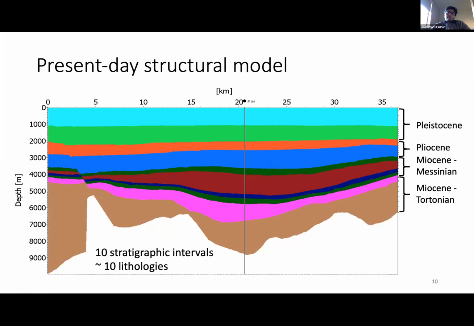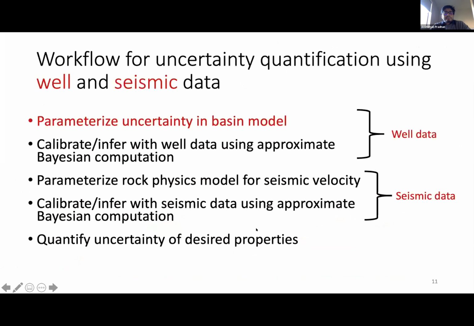Now, corresponding, this is our present day structural model corresponding to our interpreted horizons. And you can see that we have 10 stratigraphic intervals. Thus, our model will have 10 lithologies in this model. Okay, so coming to our workflow, the first step is we parameterize the uncertainty in the Bayesian model.